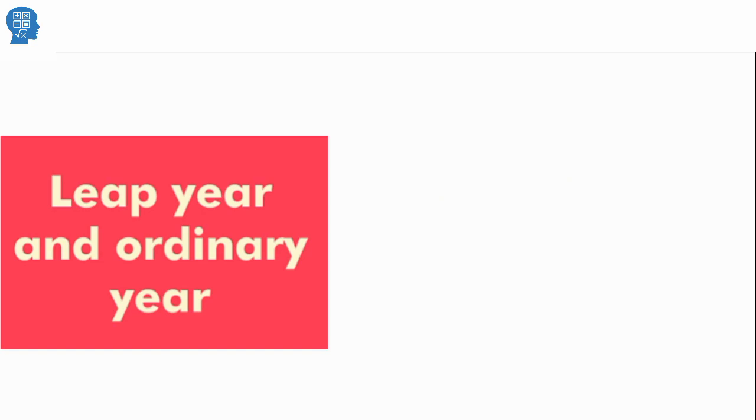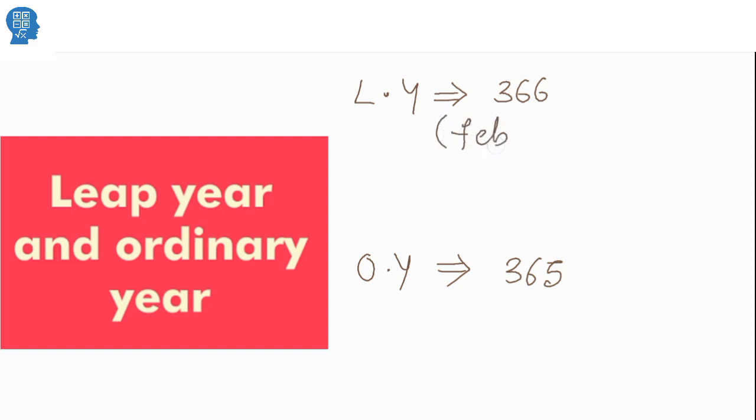Next, we should know about leap year and ordinary year. These are very important topics in calendar. Leap year contains 366 days. Ordinary year contains 365 days. 1 day extra we are getting in leap year in the month of February. So February contains 29 days in leap year, whereas ordinary year has only 28 days in the February month.